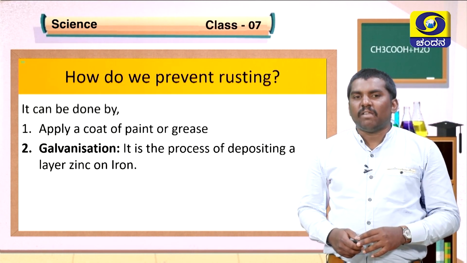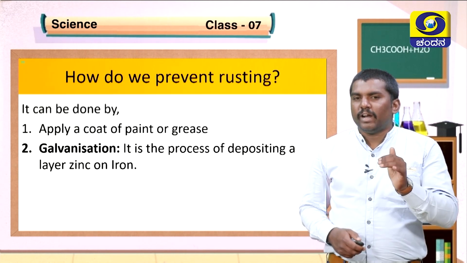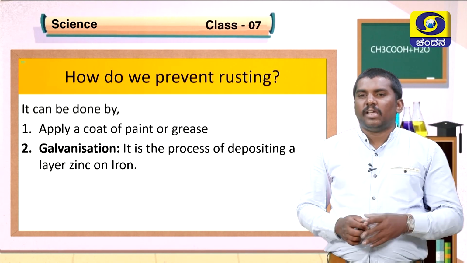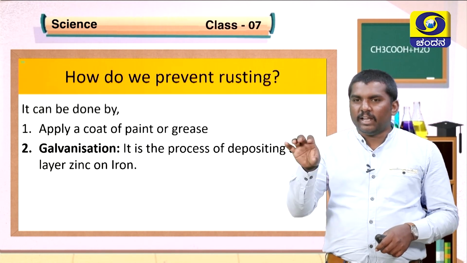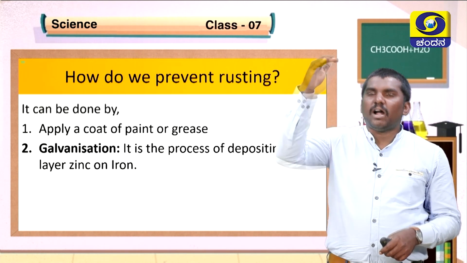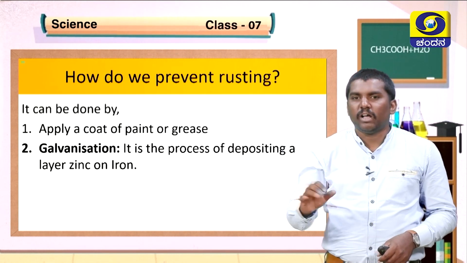Second one, galvanization. What is galvanization? In this process, we deposit a layer of zinc on iron. If we deposit this zinc layer on iron articles, the zinc prevents the iron from coming in contact with oxygen and water, so that it prevents rusting of iron.